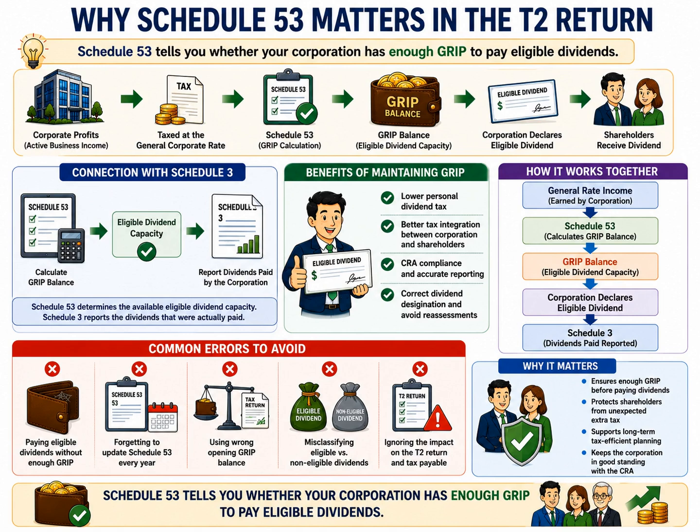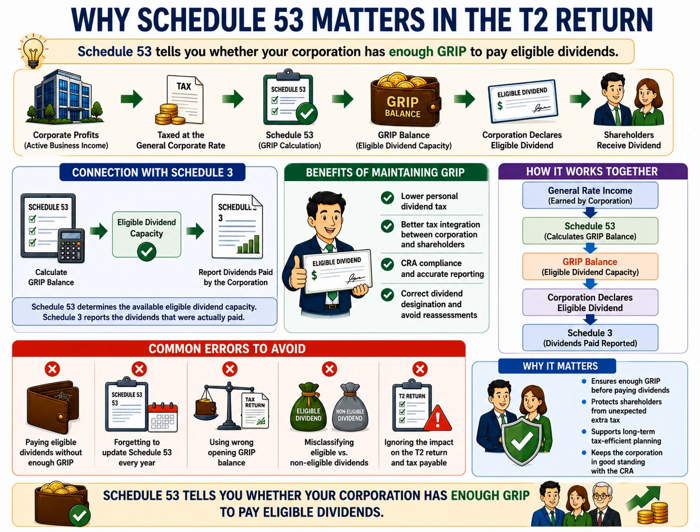Maintaining an accurate GRIP balance provides several important benefits. It allows shareholders to receive eligible dividends that generally receive more favorable personal tax treatment. It also supports proper tax integration between the corporation and its shareholders, helps ensure CRA compliance, and allows the corporation to correctly designate dividends as eligible or non-eligible. The flowchart on the right summarizes the complete process.